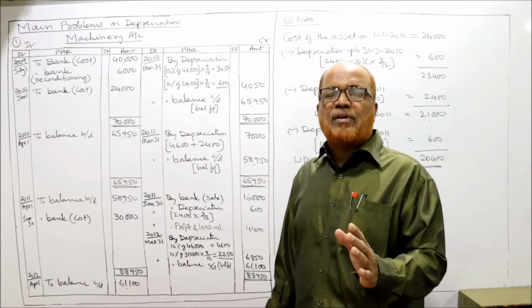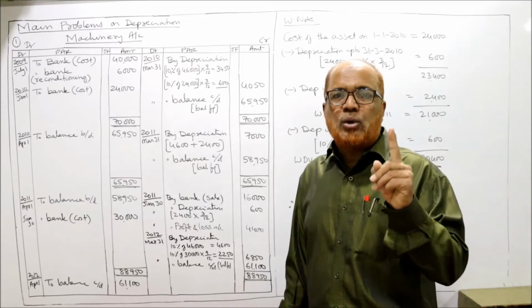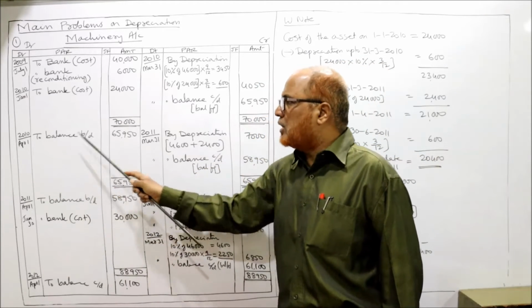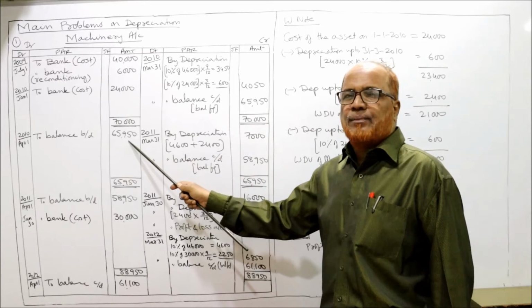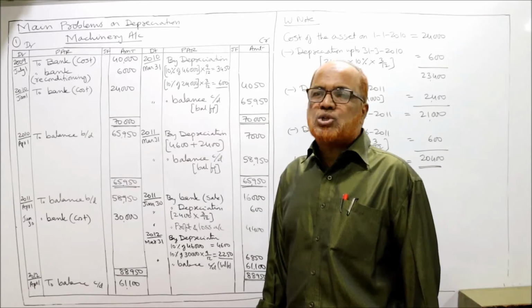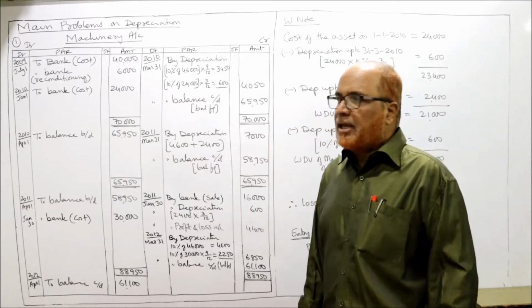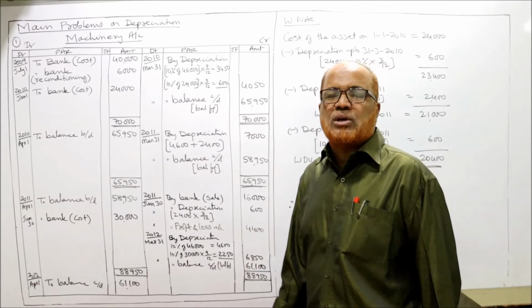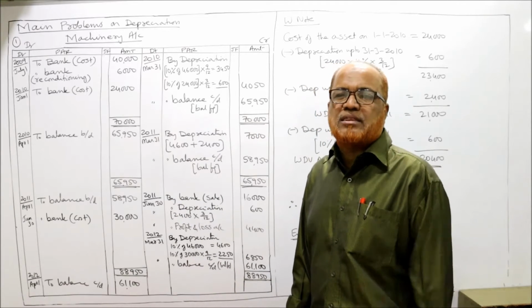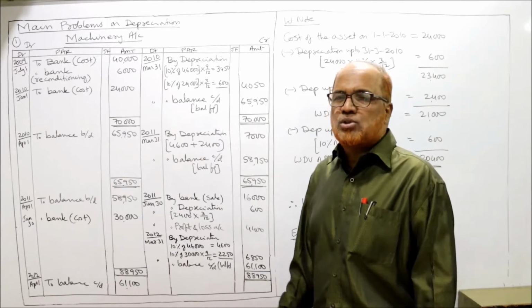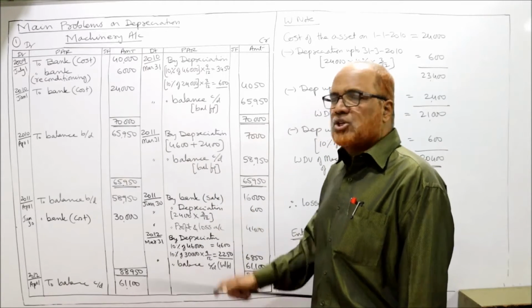Now the second year will begin from 1st April 2010. 1st April 2010, to balance brought down 65,950. Now the next year ends on 31st March 2011. In between, from 1st April 2010 to 31st March 2011, there is no purchase, no sale, nothing. No other machine is purchased, no machine is sold. So we close the year by depreciation.